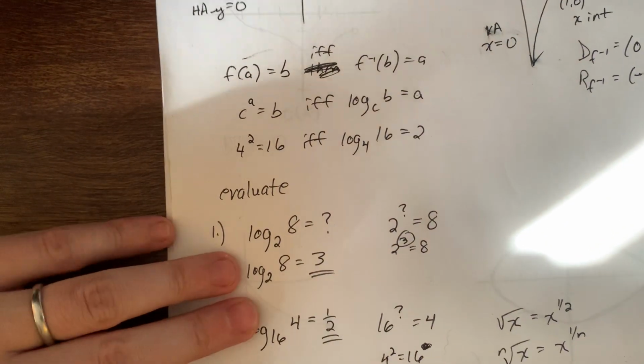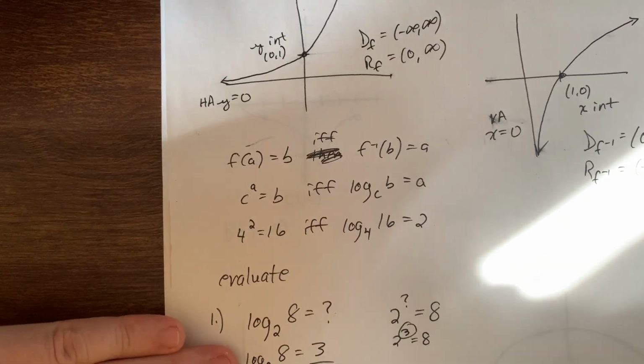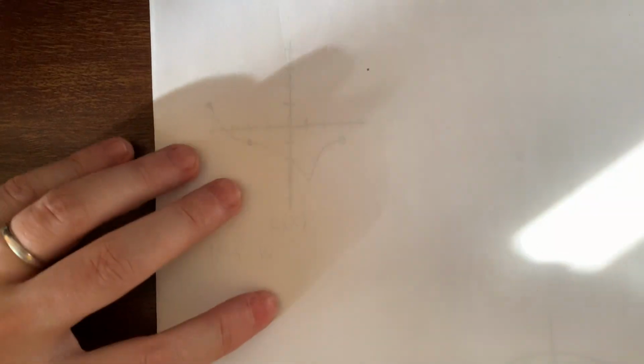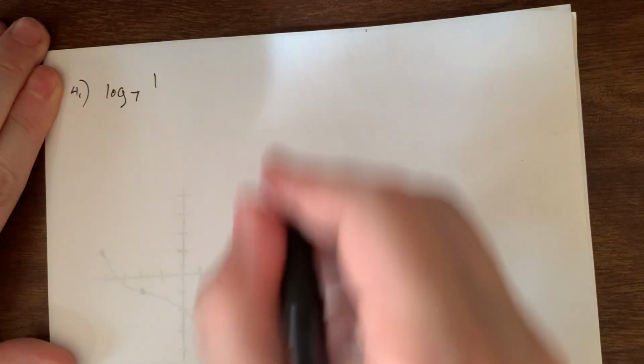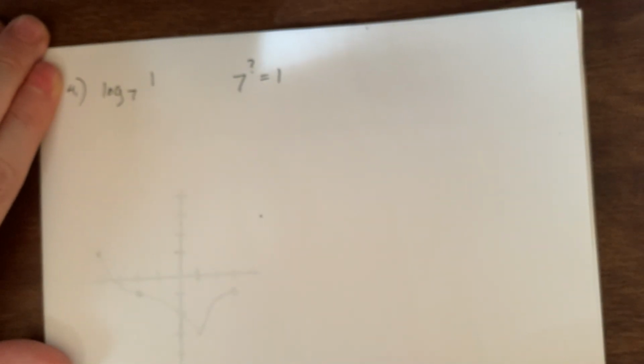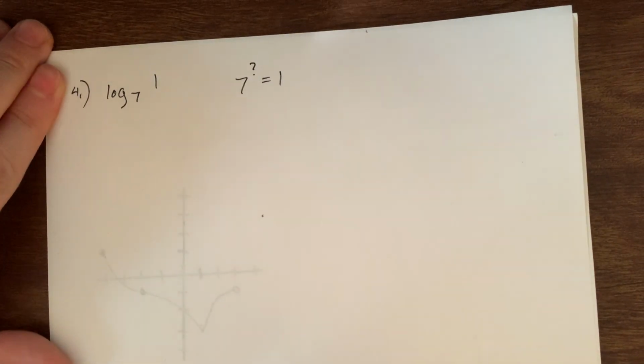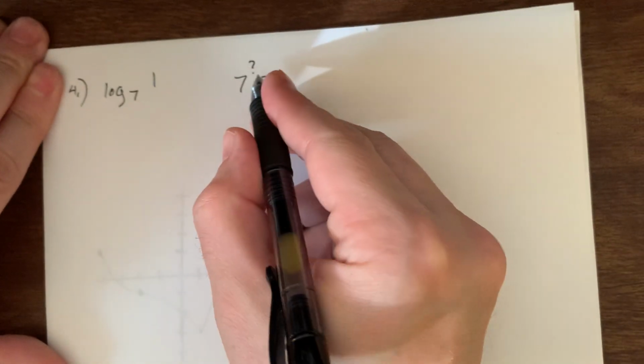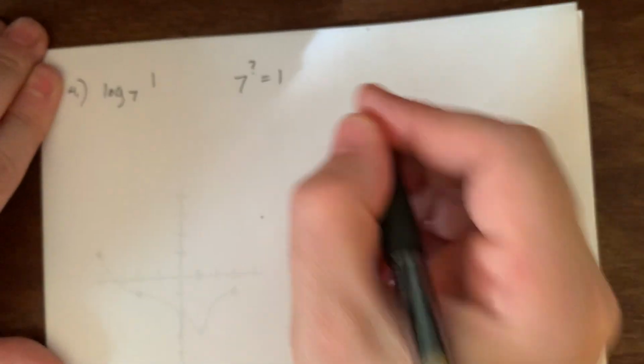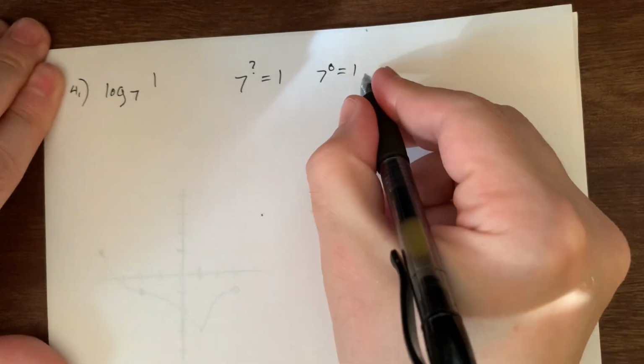Okay, so let's get back down here. Let's evaluate some more log values. Number 4. Let's look at log base 7 of 1. 7 to what power equals 1? This initially can be quite frustrating, trying to think about what am I doing, how does this work? But the simple answer is the 0 power. 7 to the 0 power equals 1.